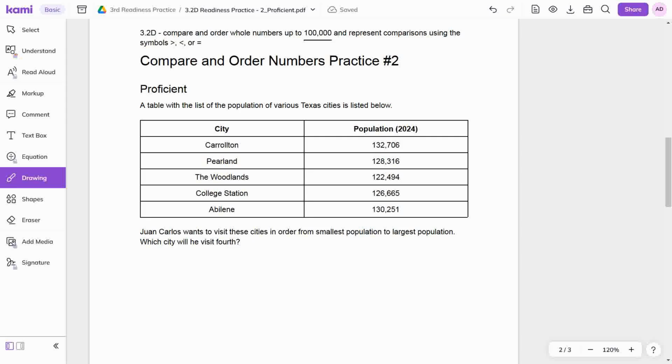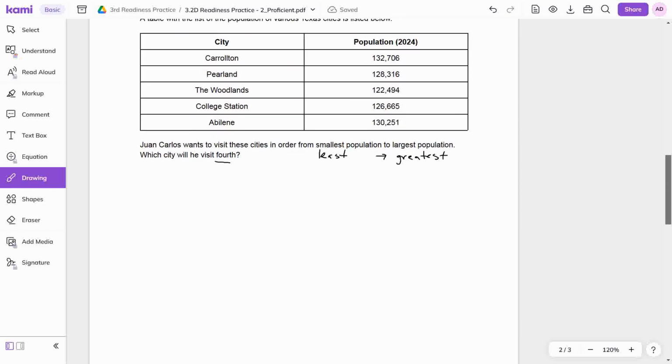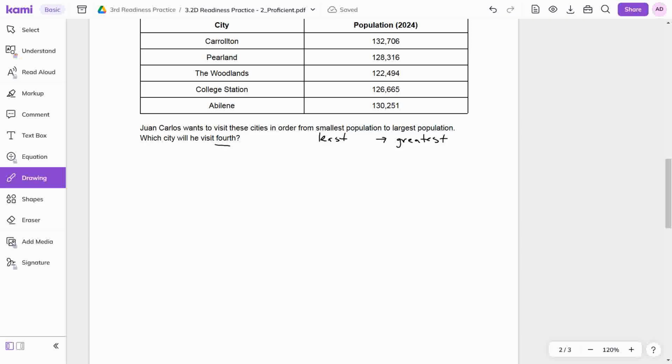Okay, so that's going to be least to greatest, right? And then if we're going to do it in that order, which will he visit fourth? That's our question. So let's first build a place value chart. So all of these go to the 100,000s place. So let's line them up like that. And so we're just going to put 100,000, and we're going to do 10,000, 1,000, 100, tens, and ones.